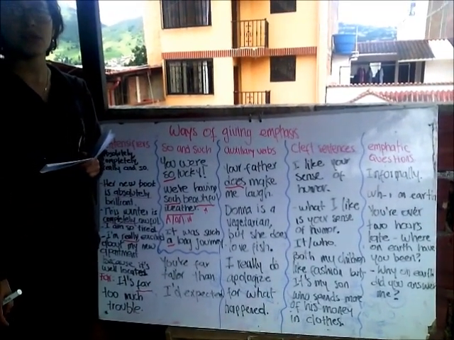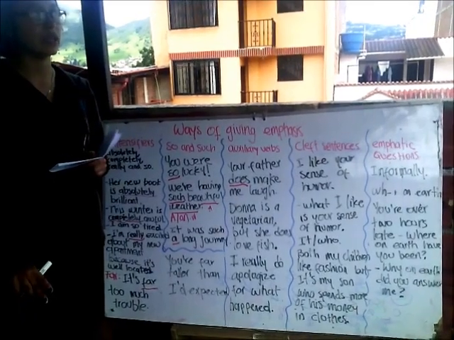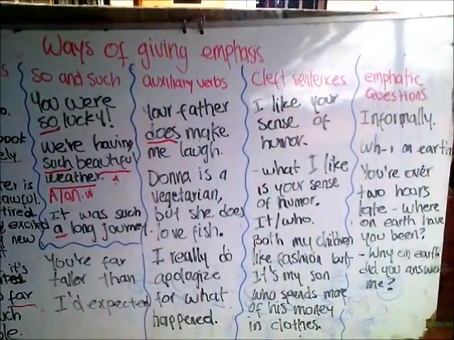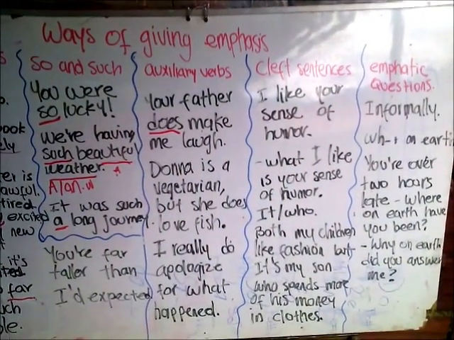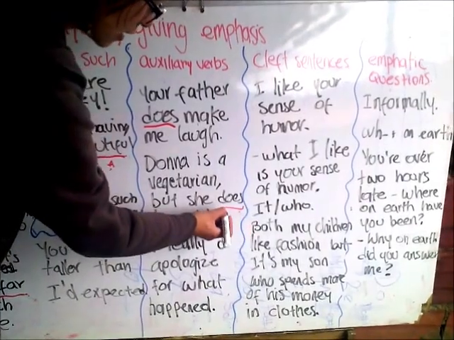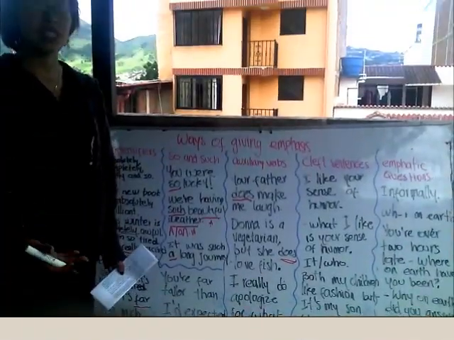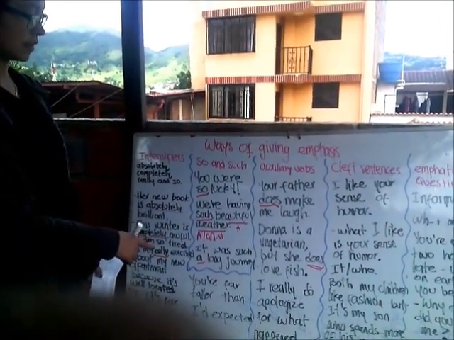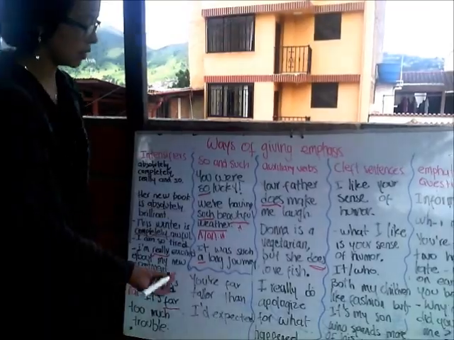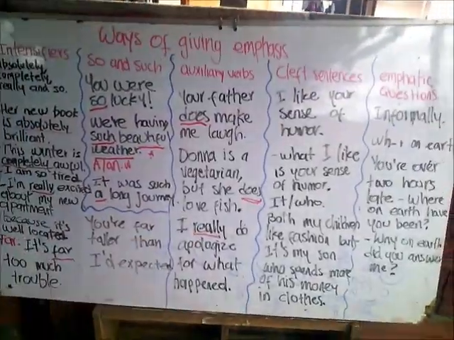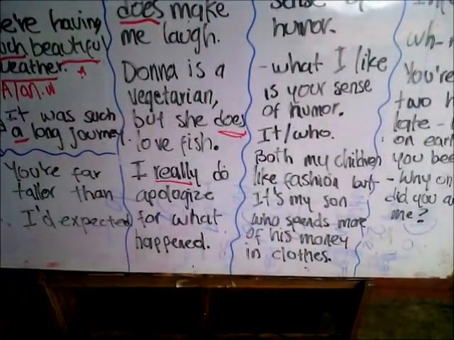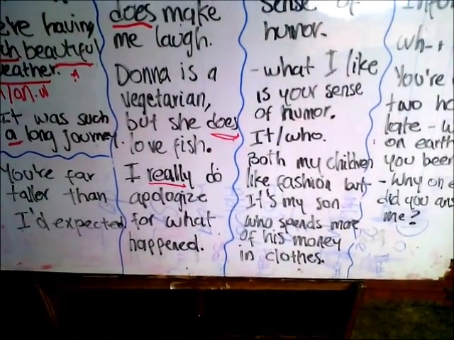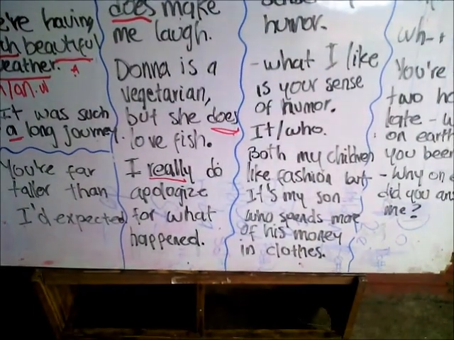We also use auxiliary verbs to emphasize a contrast. For example, Donna is a vegetarian, but she does love fish. Here we have the auxiliary verb. We can also add really before the auxiliary. For example, I really do apologize for what happened. This sentence shows us that we really want to apologize for what happened.